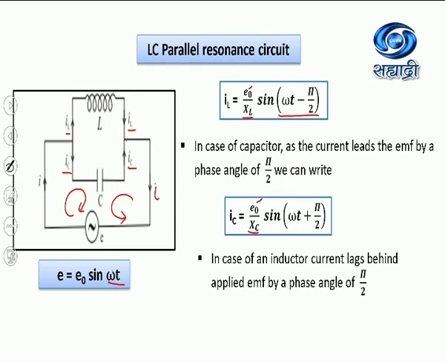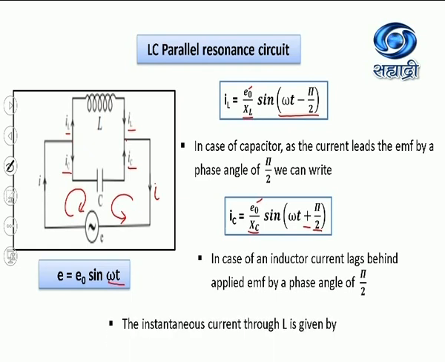Now for a capacitor, the current leads the EMF in phase by pi by 2. Leading is represented by a positive sign. What is the phase difference? Pi by 2, and that's why the phase for the current will be omega t plus pi by 2. Now these currents, that is the current flowing through the inductor and the capacitor, are flowing in opposite directions.